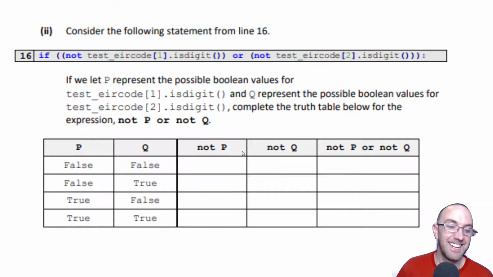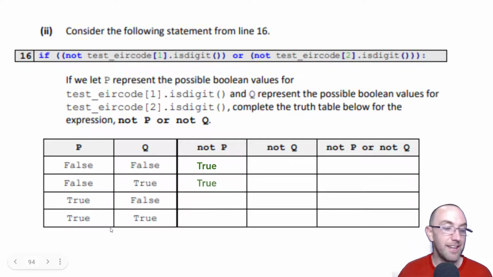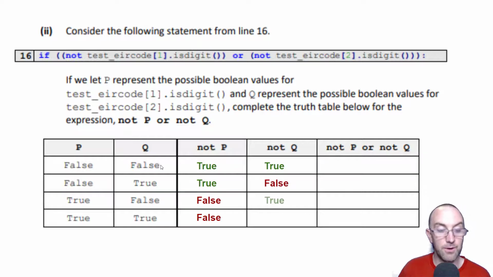Not P. Not P is very simply, you take P here, false becomes true. False becomes true. The next P, true becomes false, and true becomes false. And then not Q, you take that false, you invert it, that goes true, true becomes false, false becomes true, and true becomes false. Now that you've got that, we just OR these together, all right?